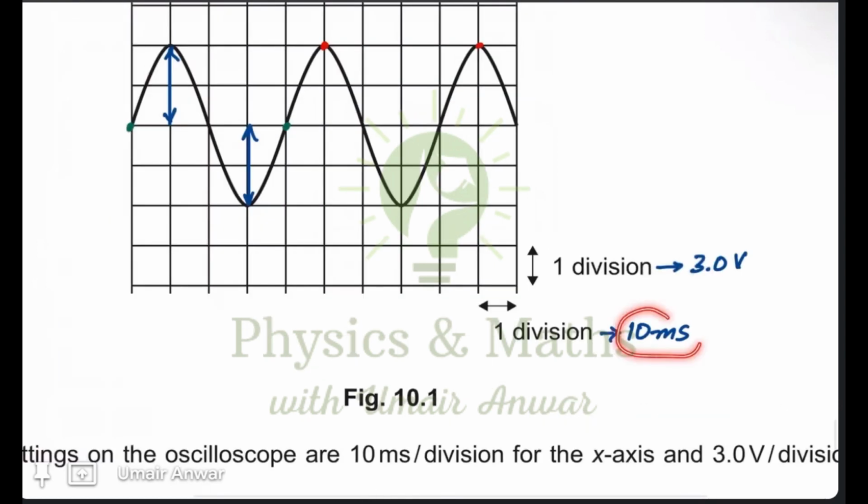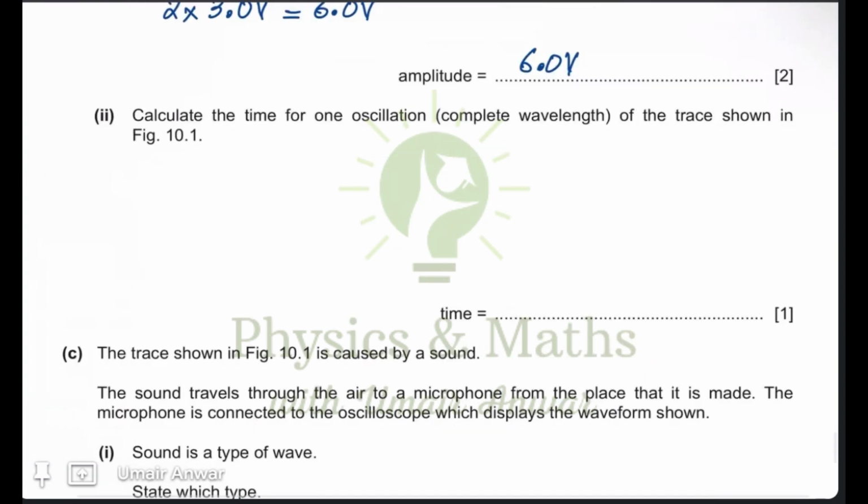And we know that one division is representing 10 milliseconds. So I'm writing 4 multiplied by 10 milliseconds, which gives us a time period of 40 milliseconds. In this time, one wave is completed.